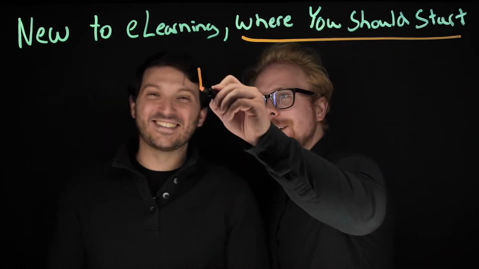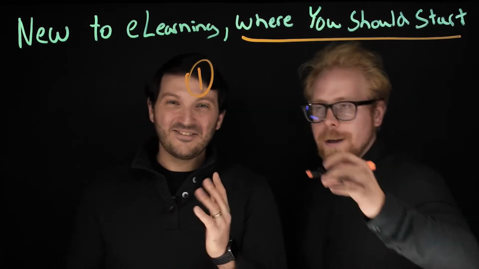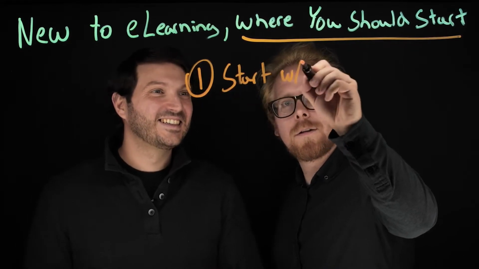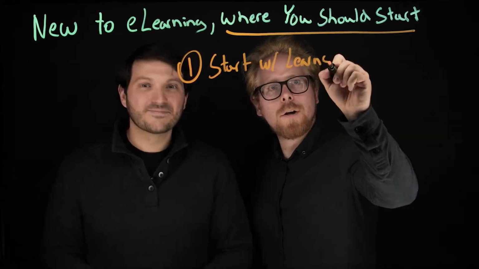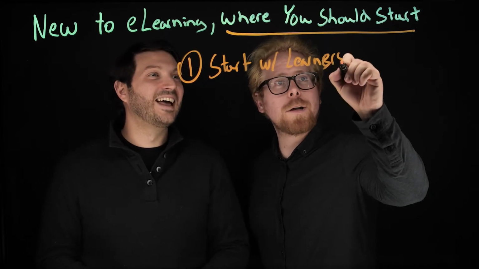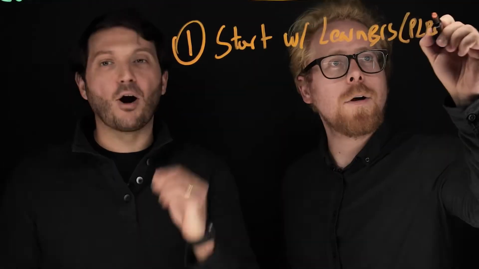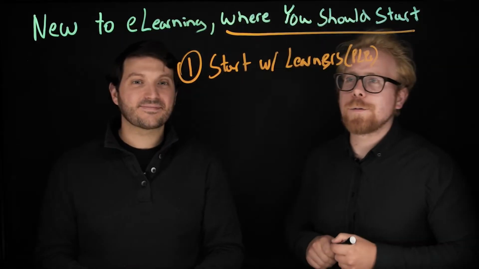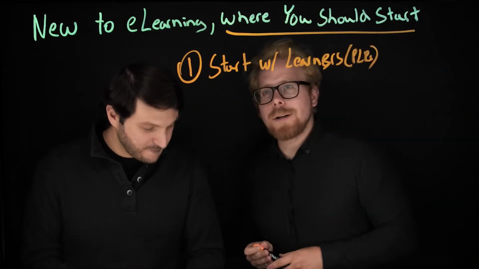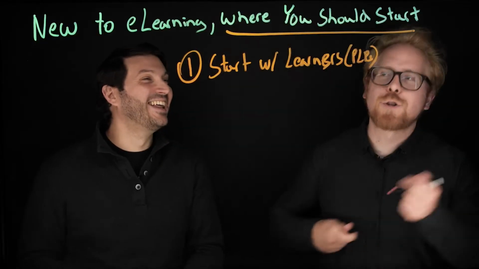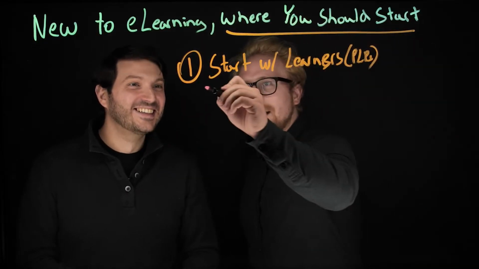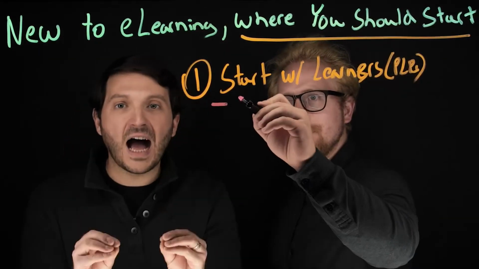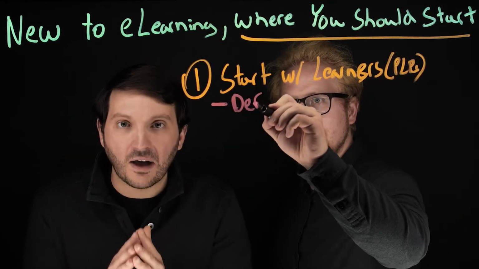Basically, the first thing that you're going to do is you start with your learners. So who are your learners? We call learners PLPs, perfect learner profiles. What does this mean? This means that when you're building a program, you need to make sure that you define who they are. And how do you define who they are? You have to define your perfect learner profiles.